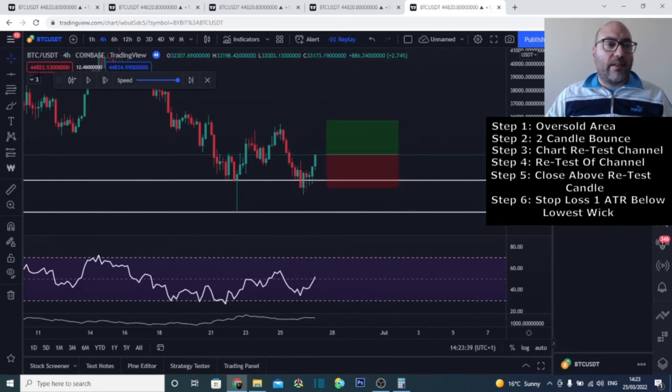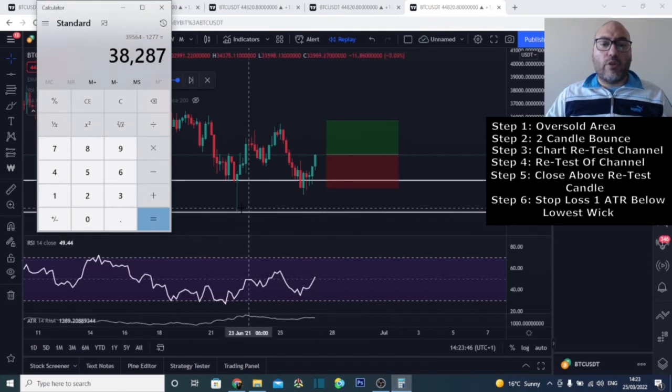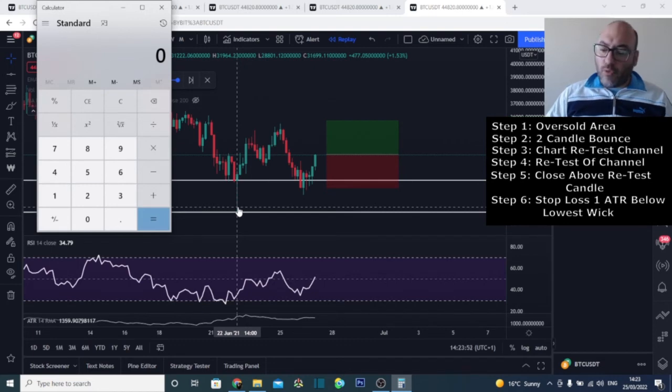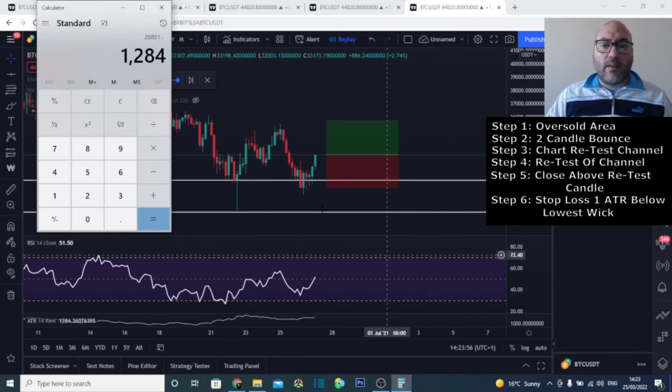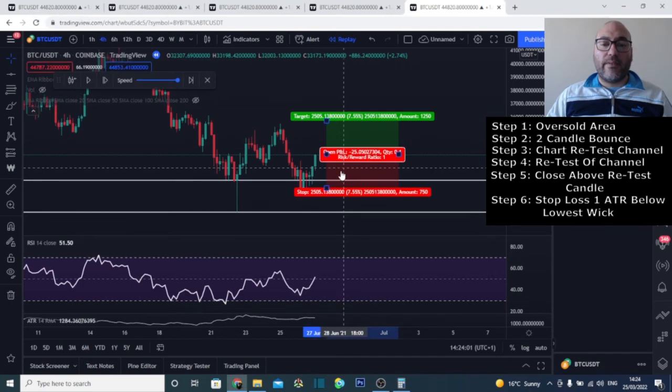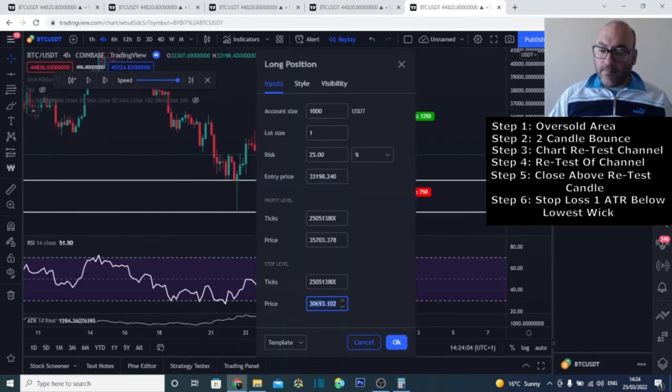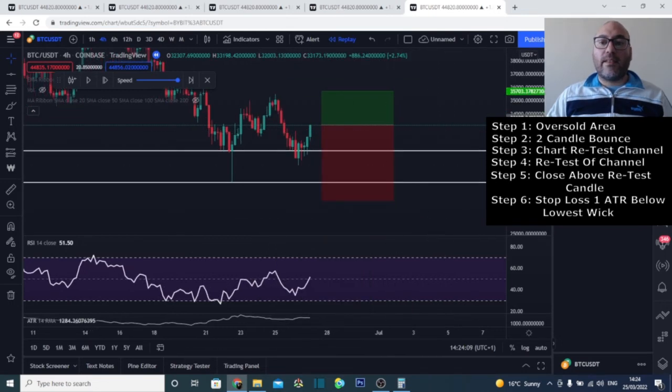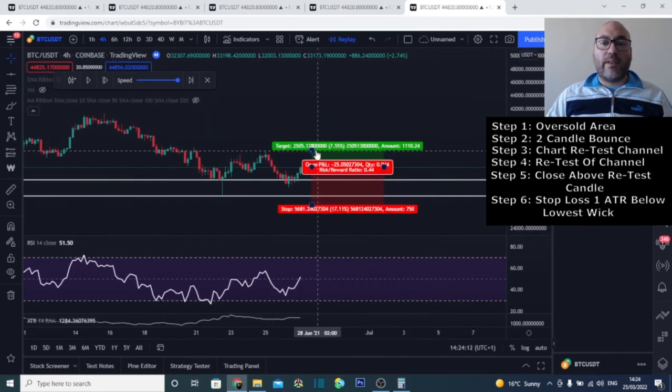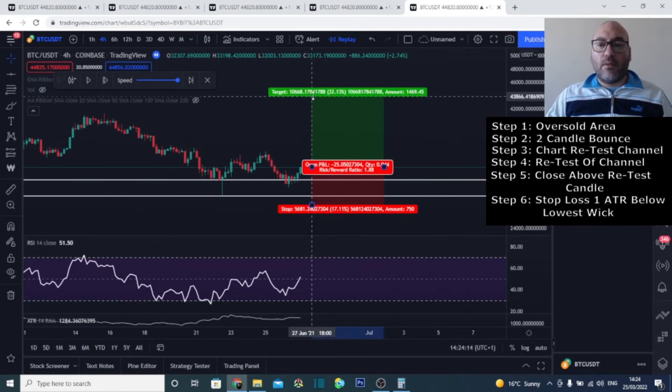1 ATR of this candle is 1284, and below the lowest wick. So 28,801 minus 1284, let me check that again, 1284, yes, is our stop loss, 27,517. Okay, that is our stop loss with a profit target of 1 to 1.5.